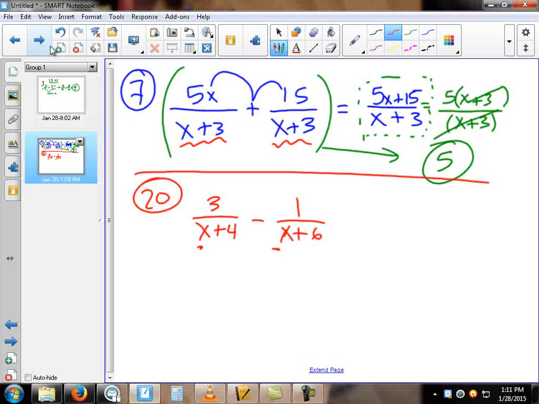And while the x's are the same, the addition makes the denominator in each problem change. So what I'm going to do is put parentheses around addition or subtraction problems if they were. So x plus 4 is now one thing. x plus 6 is now one thing. If you think about the LCD, it's not about having x plus 4. It's not about having x plus 6. It's about having both of them.